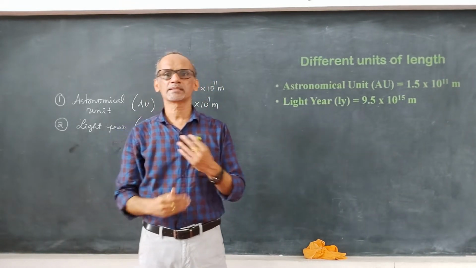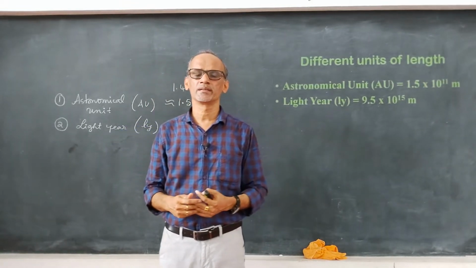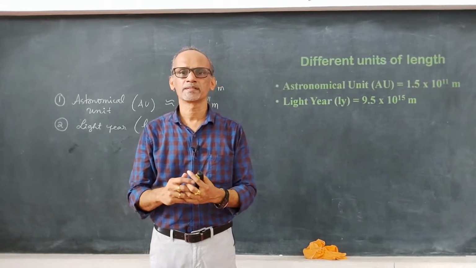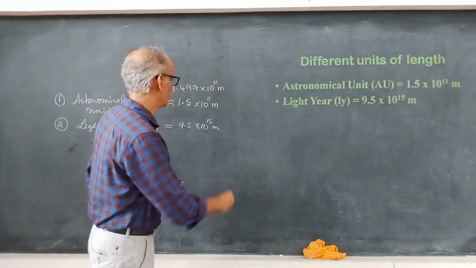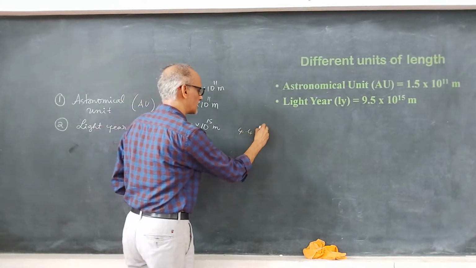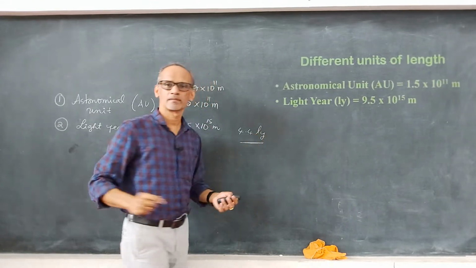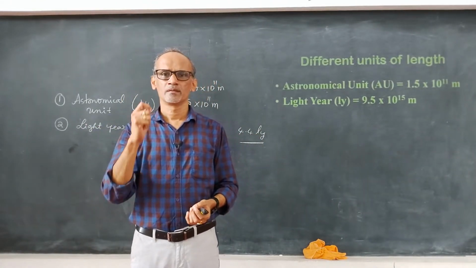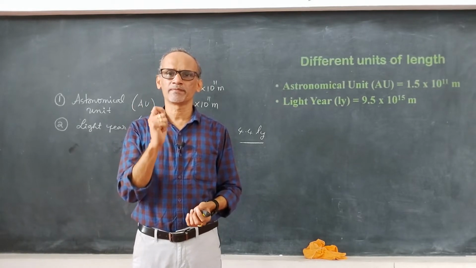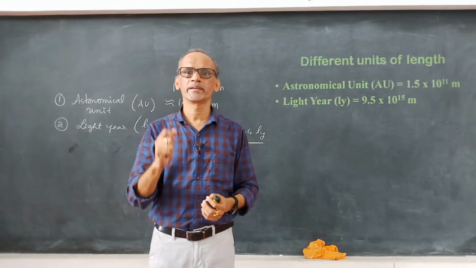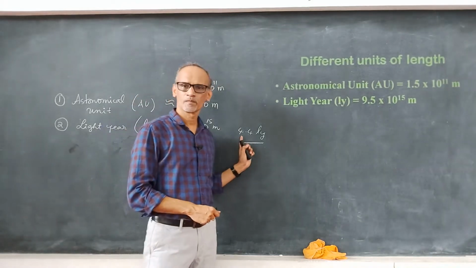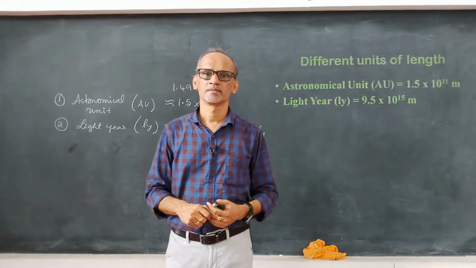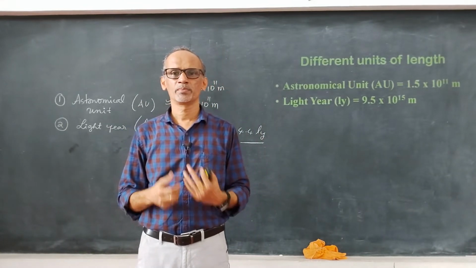Now, which is the next star which is nearest to the earth? It's called Alpha Centauri. And that Alpha Centauri is nearly 4.4 light years away. What do you mean by that? It's very easy to understand. Once the light is emitted from that star Alpha Centauri, it takes 4.4 years to reach the earth. Isn't it interesting? I hope you understood the meaning of it.